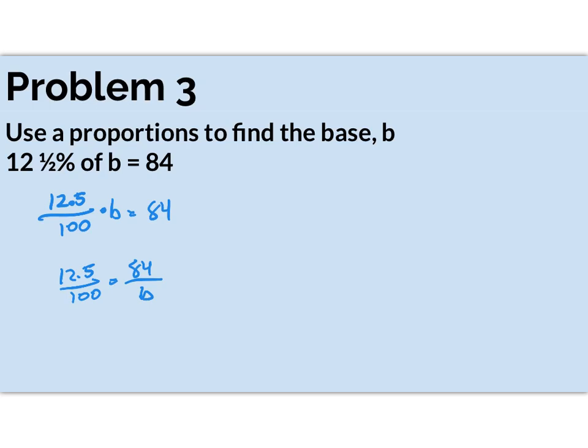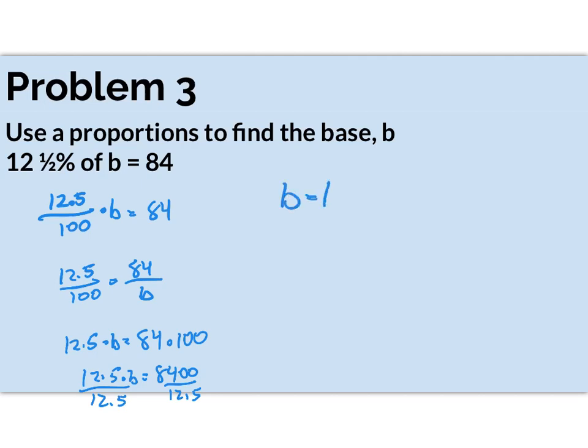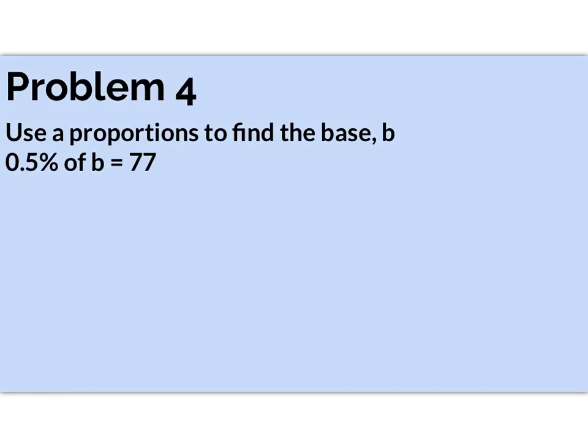And then 12.5 times b equals 84 times 100, once we cross multiply. 12.5 times b equals, add 2 zeros on the 84, you get 8400. Then divide by 12.5 on both sides. And then b, our base, will be 672.